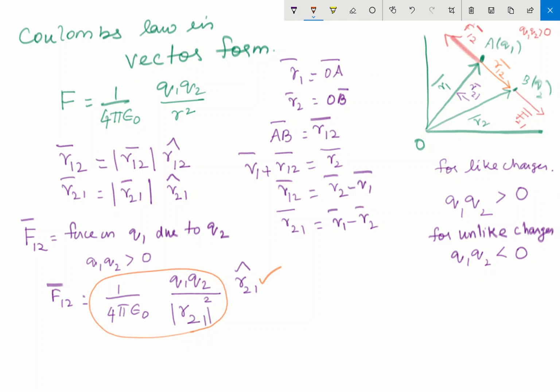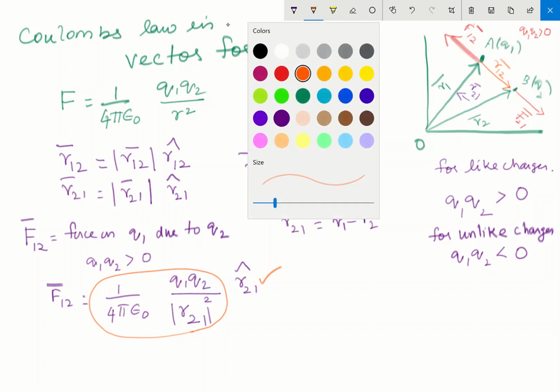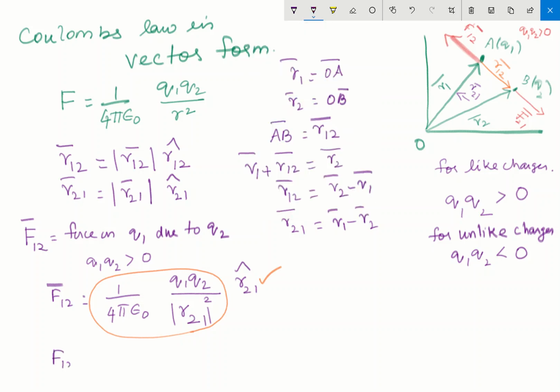Okay, but I want to represent everything in terms of the position vectors of each and every charge, R1 and R2. Now, it is in terms of R21. I want to represent the same in terms of R1 and R2. Therefore, how to write? F12 is equal to 1 by 4 pi epsilon naught Q1 Q2. What is R21? R21 here is R1 minus R2 the whole square.